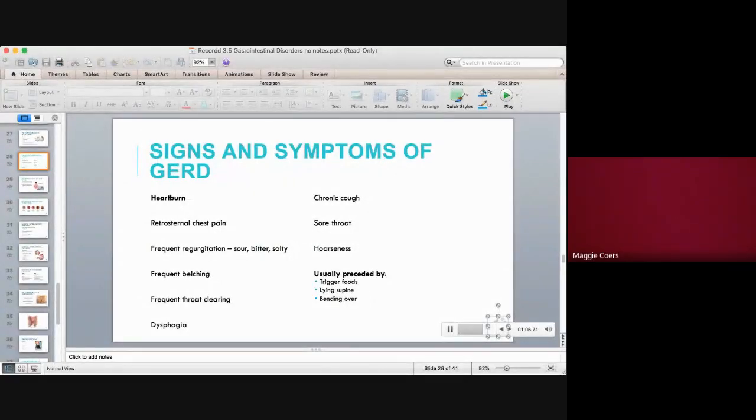And this usually, like the chronic cough, the sore throat, hoarseness, it usually happens more in the morning when the patient wakes up. If they wake up with these things, then it could be a GERD problem. But like I said, we don't necessarily always think of them as GI problems per se. And then usually symptoms are preceded by eating one of those trigger foods, also lying down in bed or bending over, that causes that reflux from the stomach to come up into the esophagus.